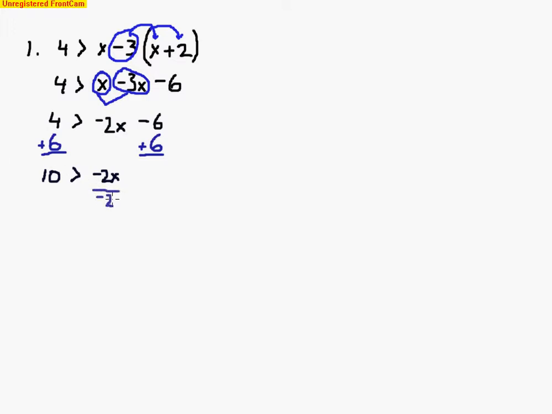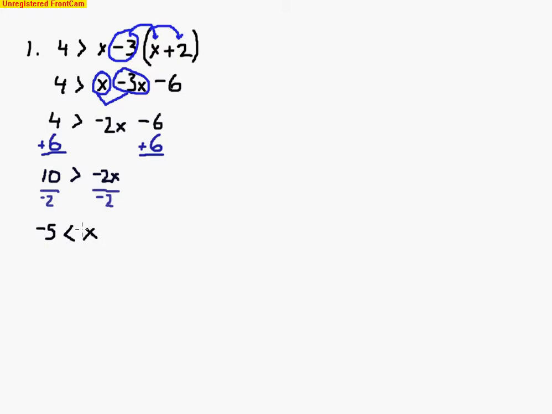Now we have to remember that important rule that we talked about yesterday. When we divide by a negative or multiply by a negative, the bigger numbers get smaller, the smaller numbers get bigger. And so that's why we end up having to switch that inequality sign. So we end up with a negative 5 is now less than x.